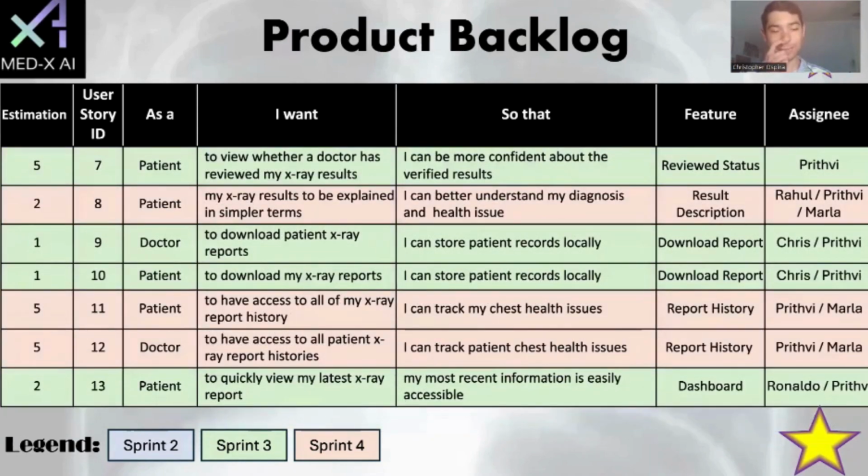Now let's take another example from our current sprint. Patients who we assume know nothing about medical terminology would want their diagnosis explained in language that they understand. For this reason, we added the result description and gave that a score of 8.